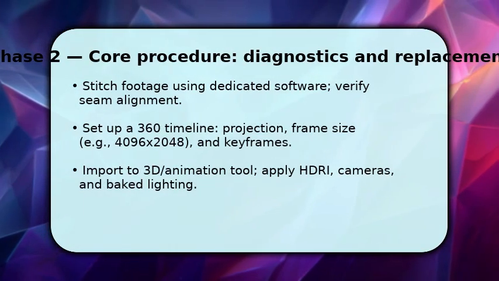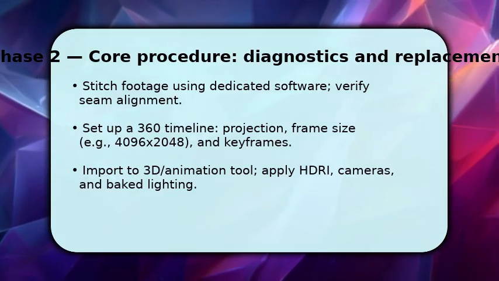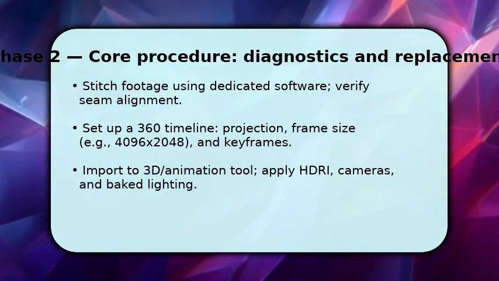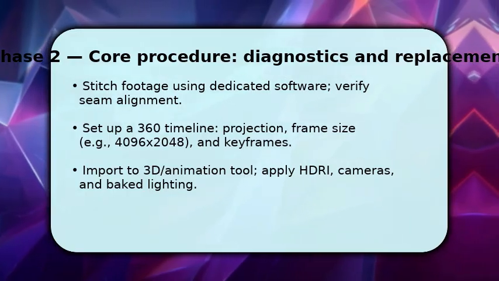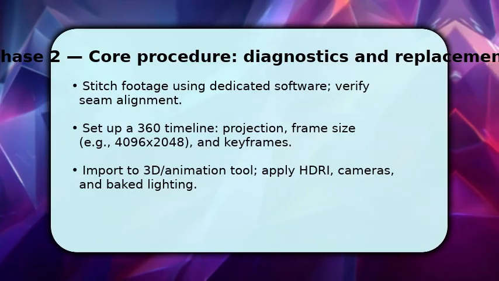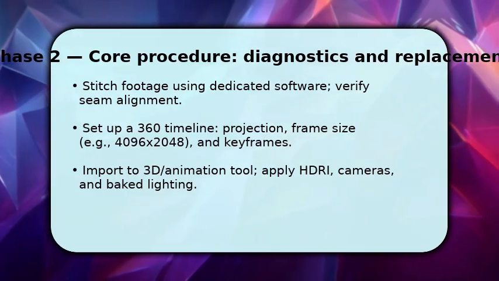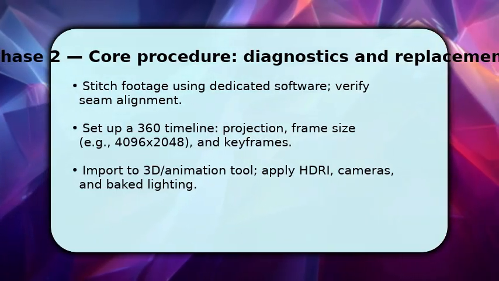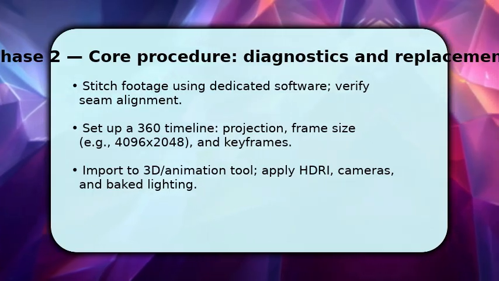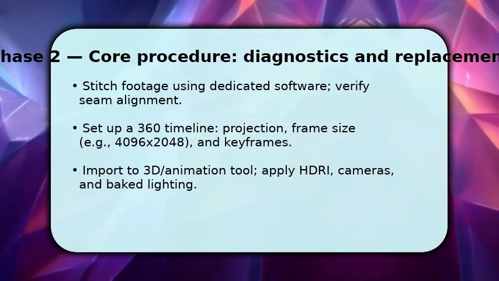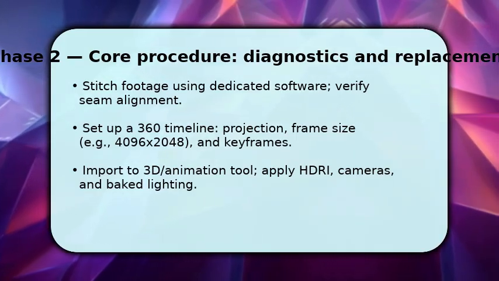Once footage is stitched and seams look correct, you move into scene setup. Import the equirectangular plates into your animation or compositor, set the project frame size, commonly 4096 by 2048, and choose the correct projection. Then place virtual cameras or convert to a 3D environment. Apply HDRI for consistent lighting and bake shadows when possible for performance.